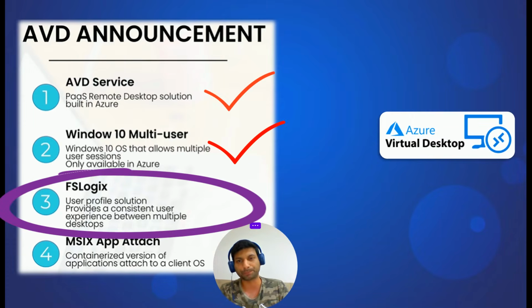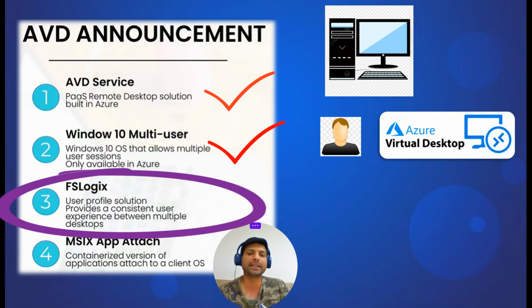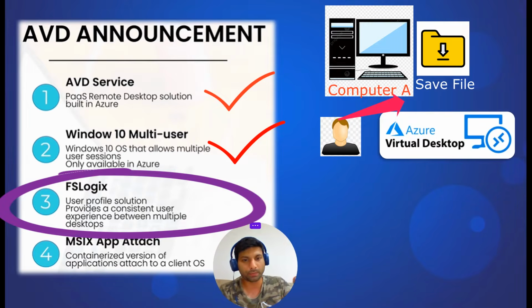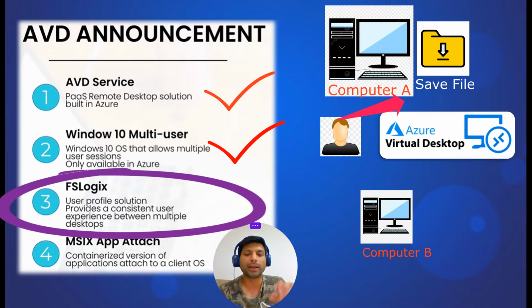What is this FSLogix? To understand the concept, one problem with a remote desktop environment is that a user could log into, let's say, computer A and save something to that desktop. The next day they log into computer B, and the document they saved is no longer available there. FSLogix makes the user profile portable, so it follows them around as they move to different computers.